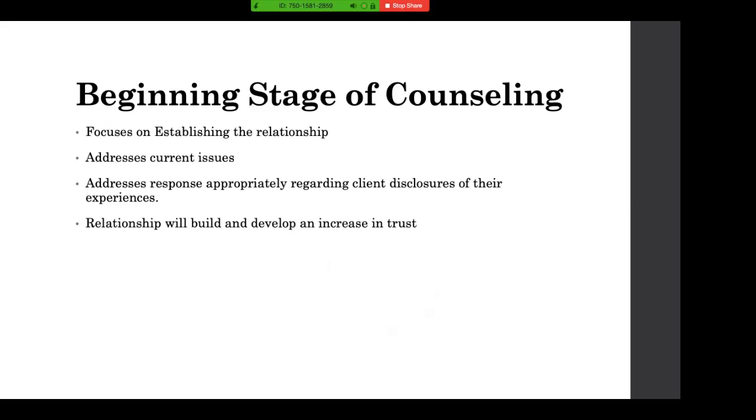Every client is going to be different during that beginning stage because you don't know what has truly gone on in their life. So this is going to be a new stage for every counselor and every client.